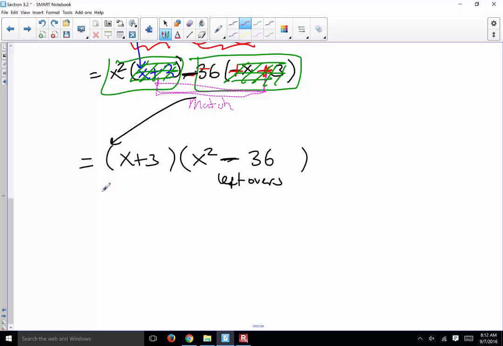Can I factor this more? Can I factor x plus 3? No, it's simple enough. If you are down to single power, you stop. Can I factor x squared minus 36? Can I? Anything more than 1 power, this is second power. In other words, a quadratic can possibly be factored most of the time. And this is one of them. Do you know how to do that though? How do you break this? It breaks into two more pieces. Anyone?